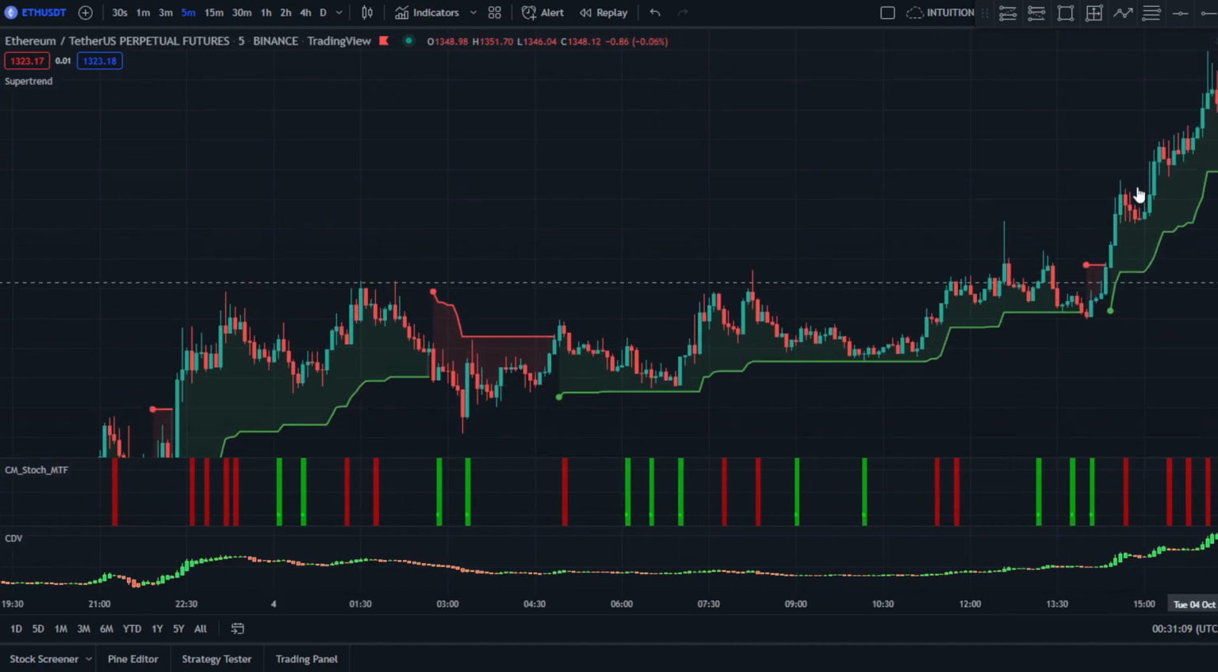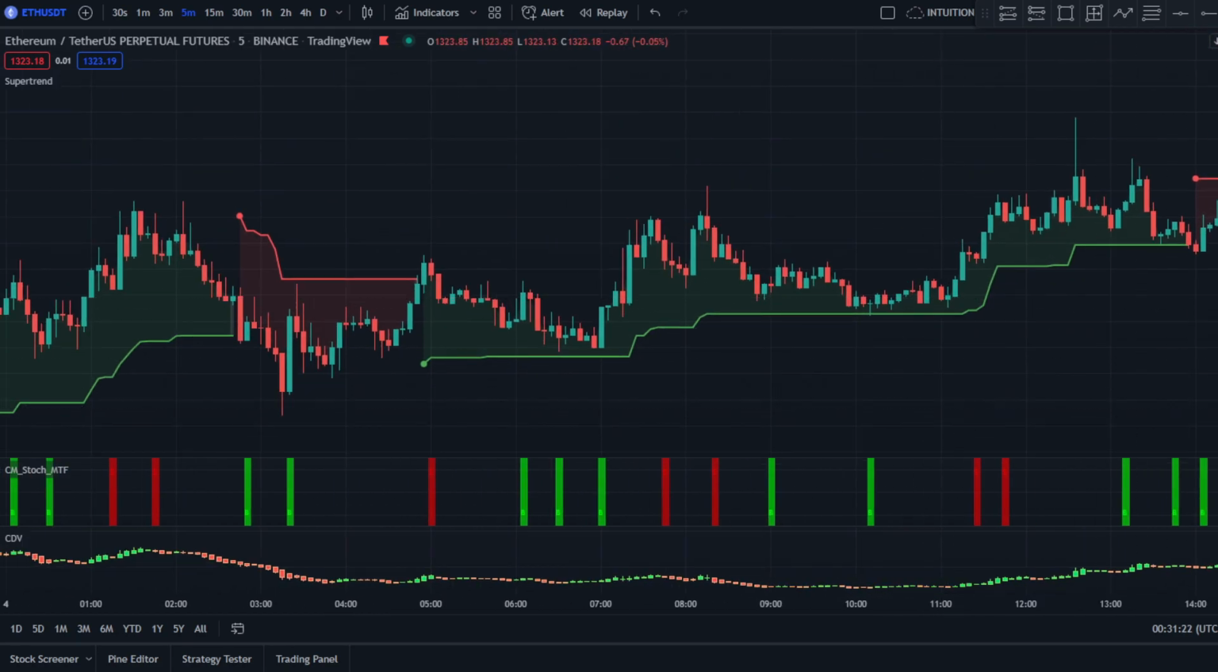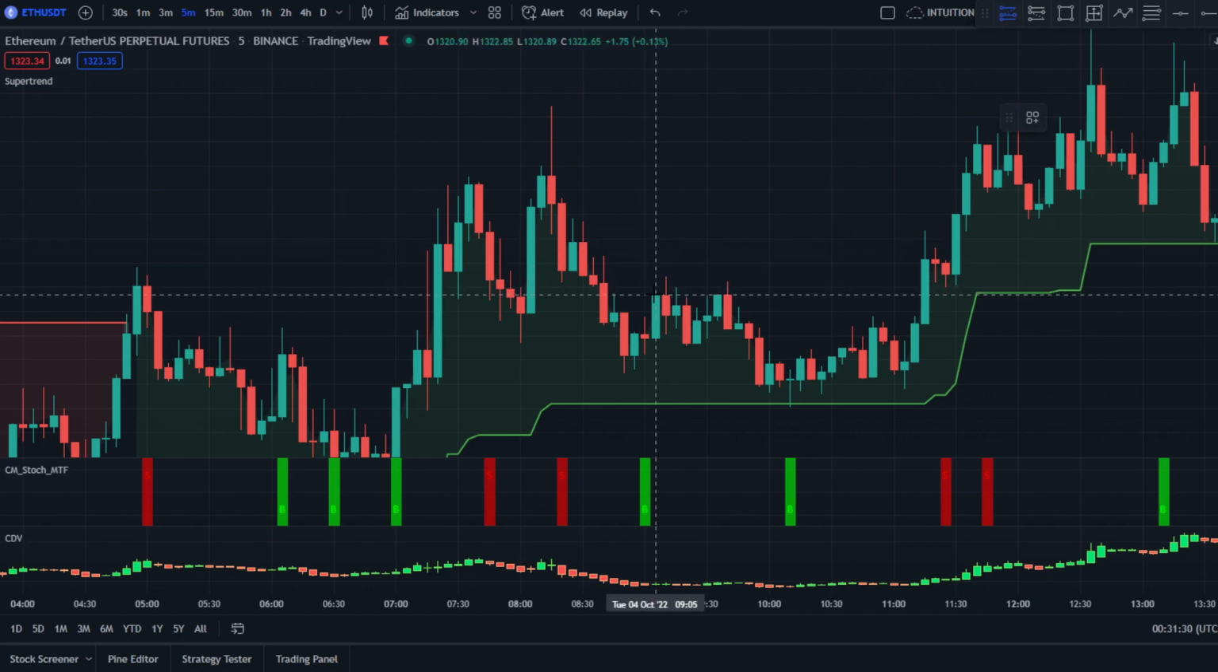You just want to look for price to be above the super trend line for you to have the buy signal, and the candle on the cumulative delta volume right after the buy signal must be green in color, so that's a valid position. So right here, let me show you guys again. Price above the super trend line, we have a buy signal, and the candle after that is green in color, so that is a valid position.